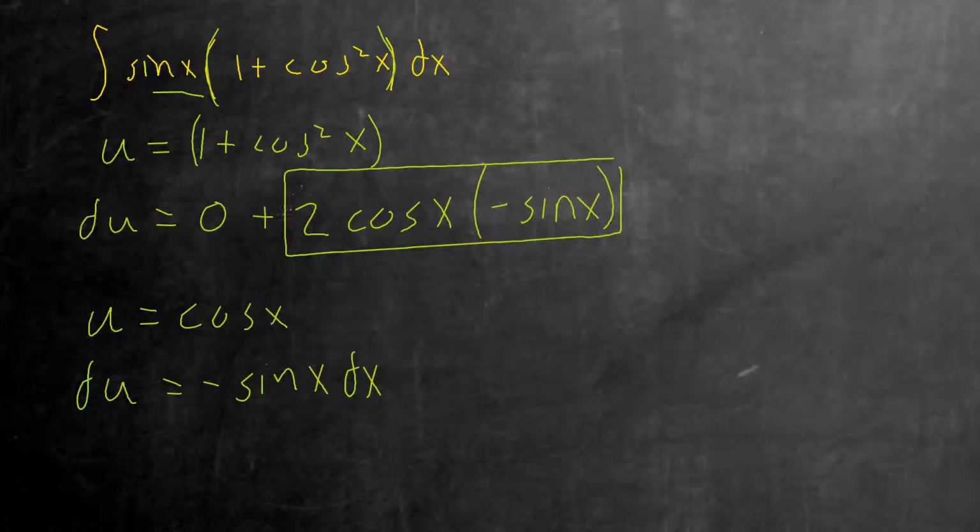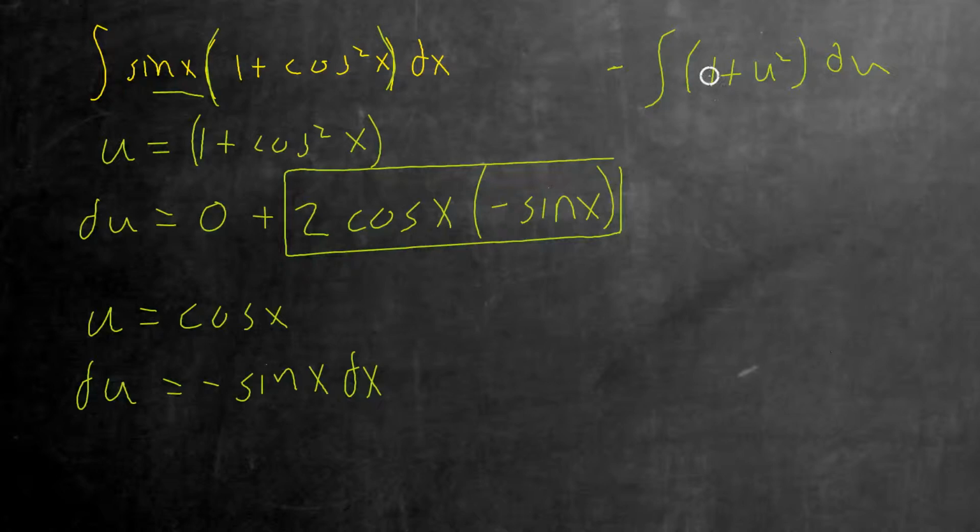Now as we look, if this is my u, I'm going to have 1 plus u squared, which is convenient. And this is du. I just need that negative sign in front. So let's write it as negative integral 1 plus u squared du. That is something that I can integrate.